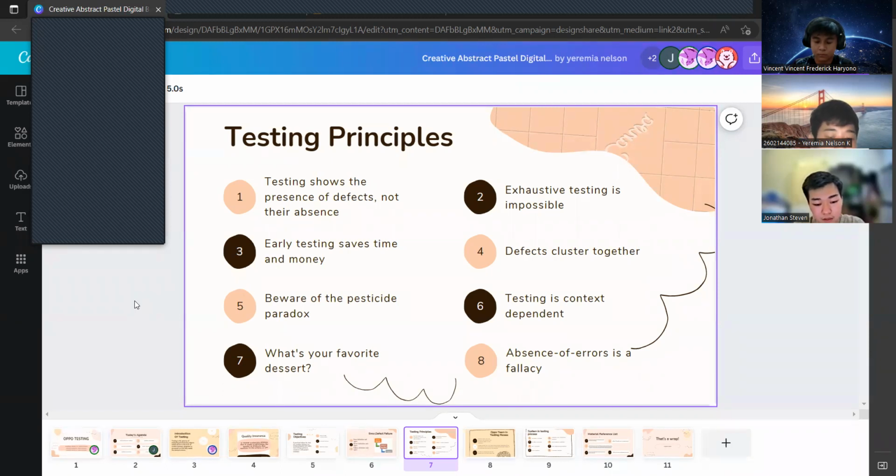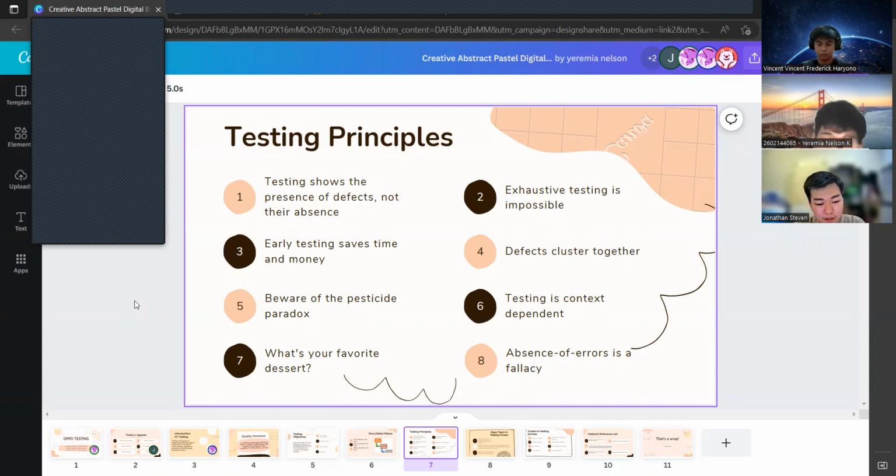So this process does not confirm that the system is fully correct and devoid of issues, but it helps to greatly reduce the undiscovered defects that occur in the software. The next one is exhaustive testing is impossible.